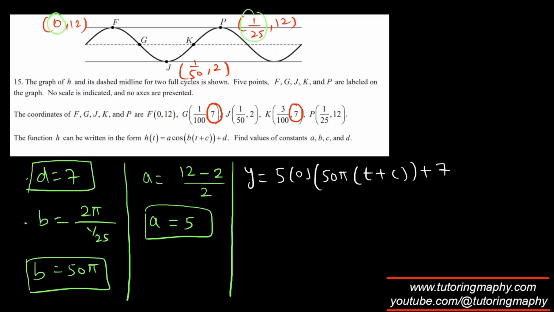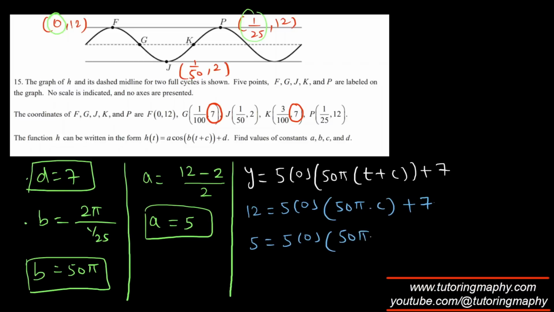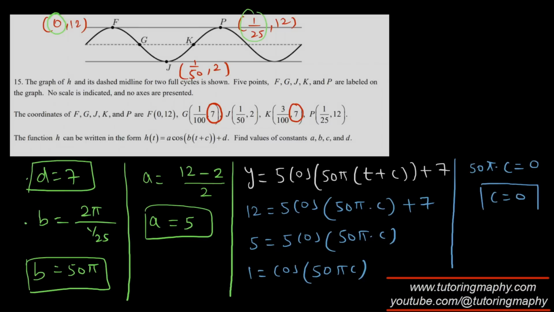I'm plugging 0 comma 12 to figure out c. So 12 is equal to 5 cosine 50 pi, t is just 0, so c is left, plus 7. Subtracting 7 both the sides, 5 is equal to 5 cos 50 pi c. Dividing 5 both the sides, 1 is equal to cos 50 pi c. And when is cos 1? When the angle is 0. That's the easiest angle. So this should be 0, which means that c is just 0.